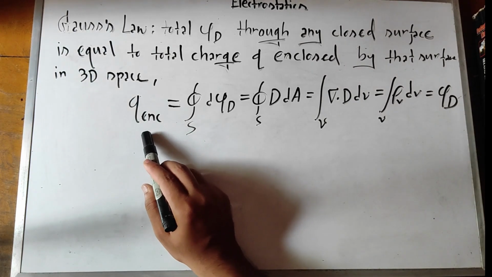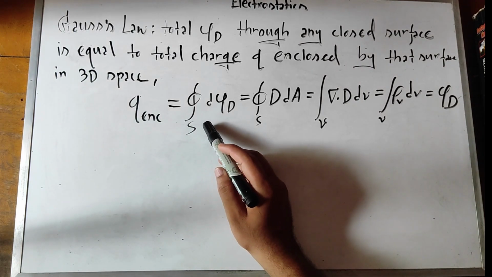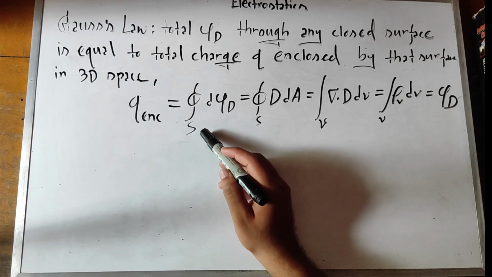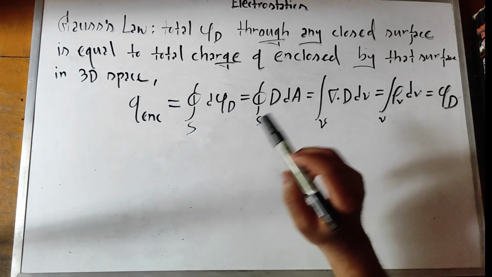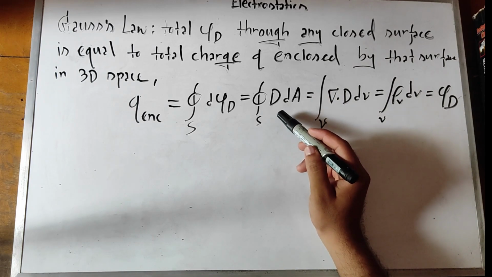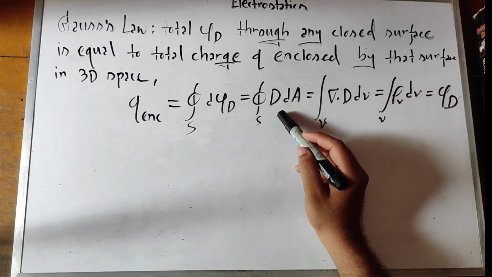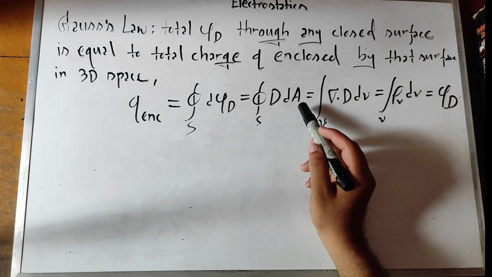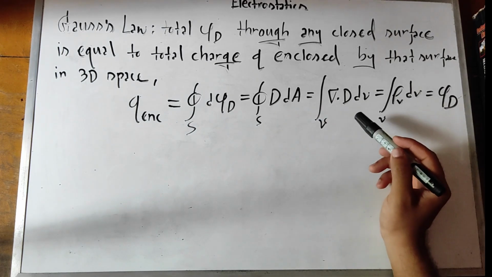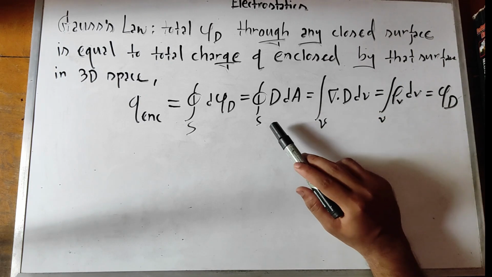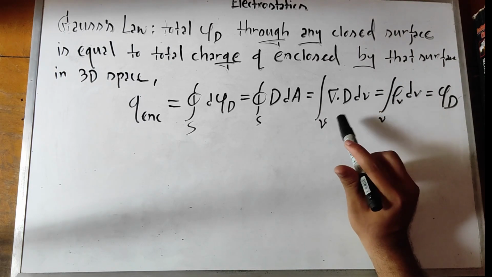So enclosed charge is the closed surface integral of the total flux, which can be denoted by the flux density. Flux density is the flux per area. Total flux per area is flux density. Then this is the divergence theorem.